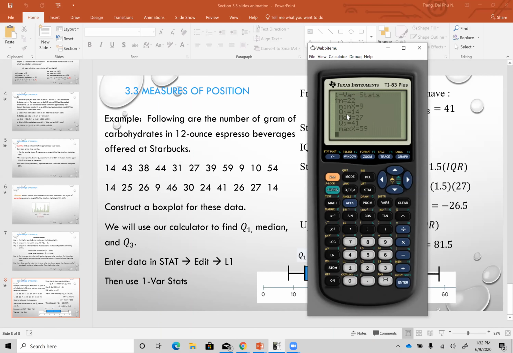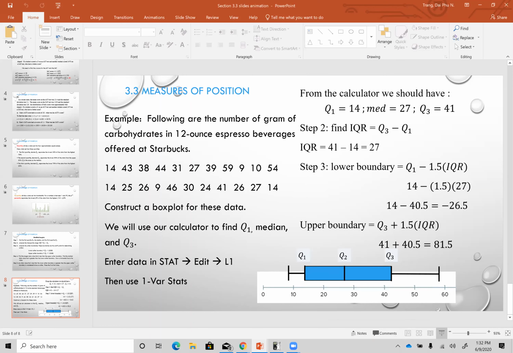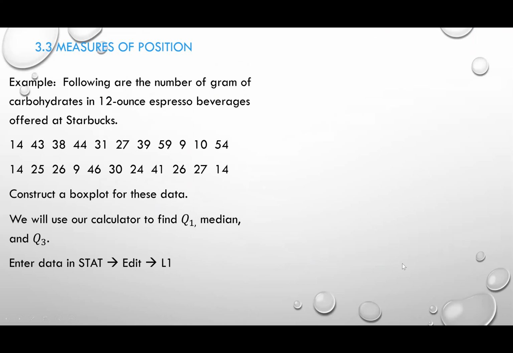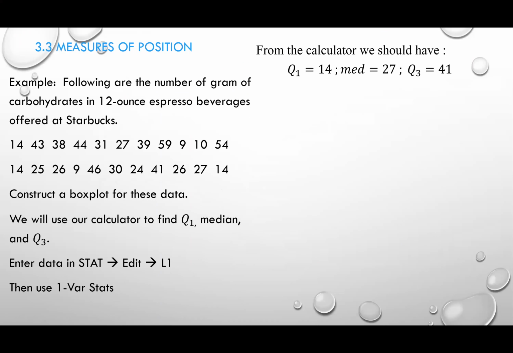And now everybody see your Q1. Your Q1 is 14, your median is 27, and your Q3 is 41. So everybody see that again, your calculator can find your Q1, your Q2, and Q3 for you, using the same item that we had before, right? So looking at this, like I mentioned, from your calculator, you should have Q1 14, median 27, Q3 41.